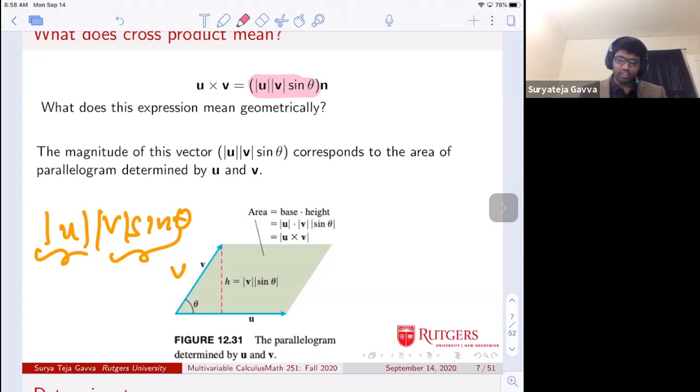Is that clear? For any u and v, a vector perpendicular to both u and v will be parallel to u cross v. If you want to find a vector perpendicular to u and v, u cross v is that vector, because it is defined that way. Take the plane and draw the perpendicular vector to both u and v. That's the vector along the direction of u cross v.